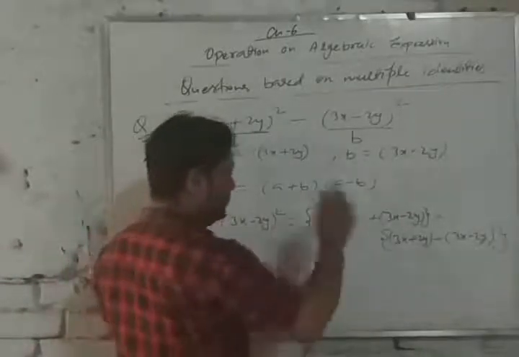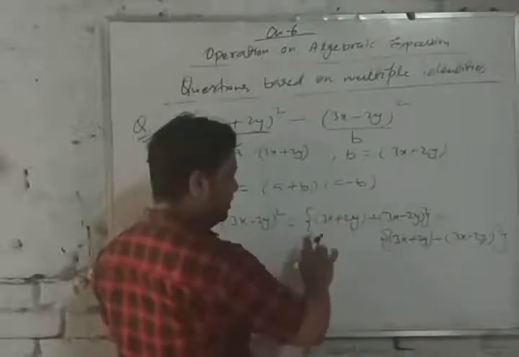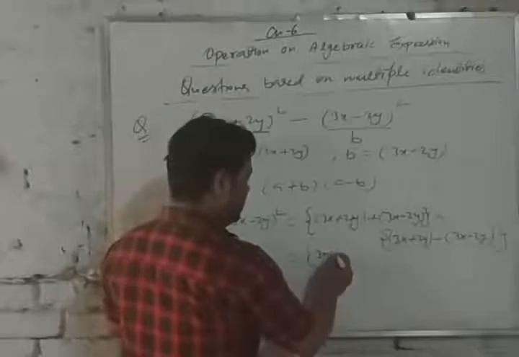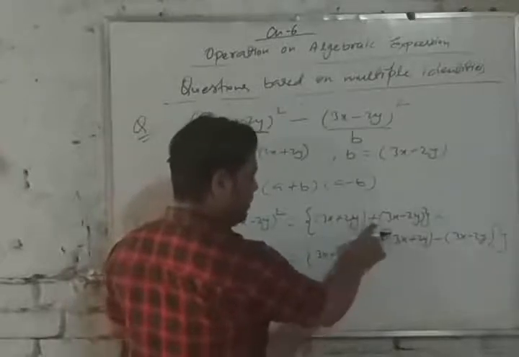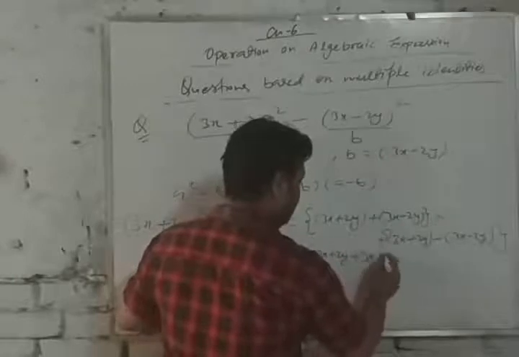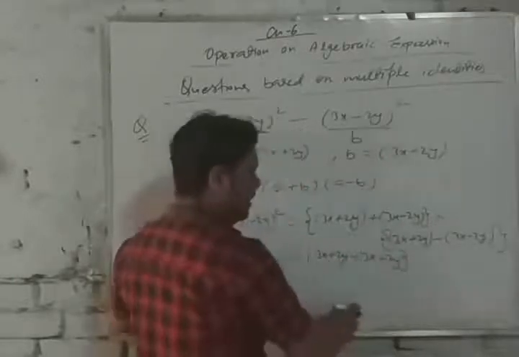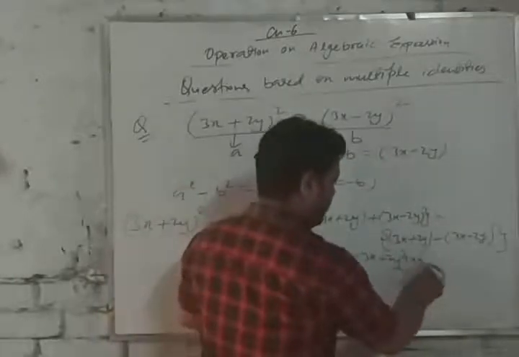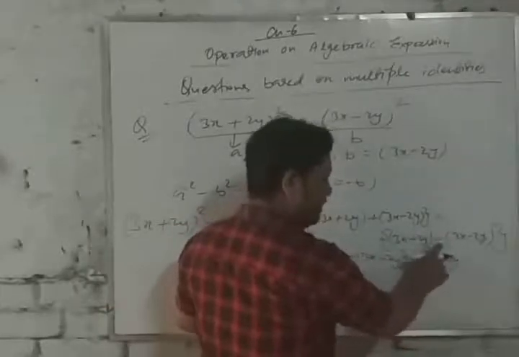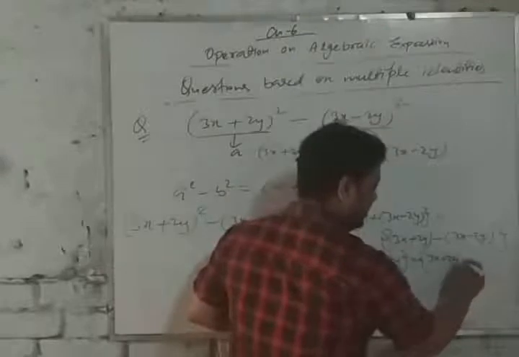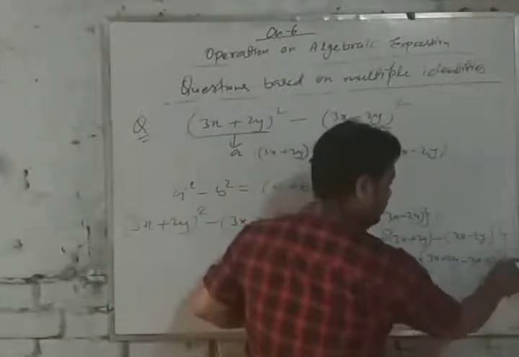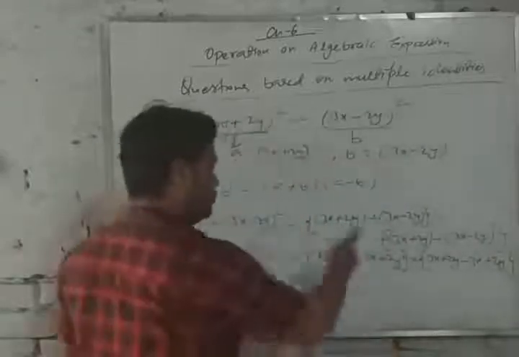Now remove the middle bracket, and at first remove the small bracket. 3x plus 2y. Here you can see outside there is a plus sign, so no sign will change. Then we will write the same 3x plus 2y with the middle bracket, multiplied by, here again remove the bracket 3x plus 2y. But here you can see a minus sign, so every sign changes. Then minus 3x plus 2y with the middle bracket. Now solve it.